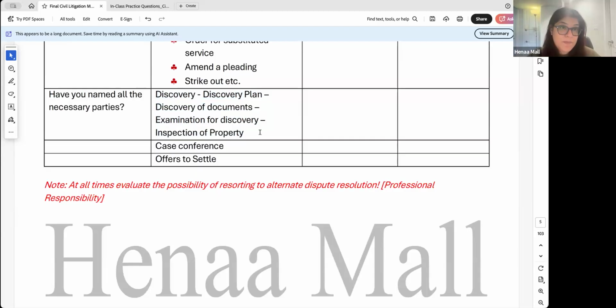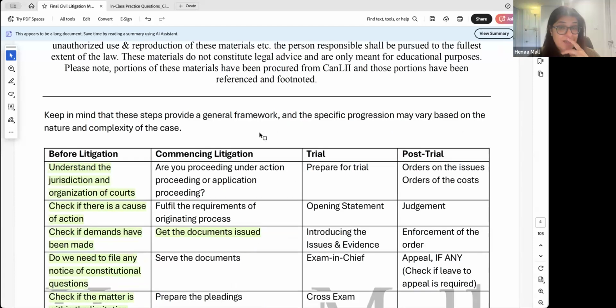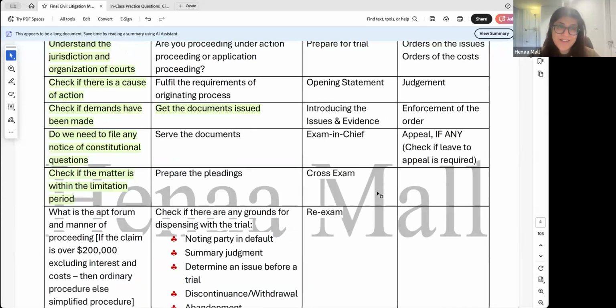Finally, from trial perspective, how do you prepare for a trial? What is an opening statement? Introducing issues and evidence, examination in chief, cross examination, what is a re-examination, and then what are your closing arguments and statements. I'm in the process of drafting two closings. This, I personally think closing arguments win the case for you.